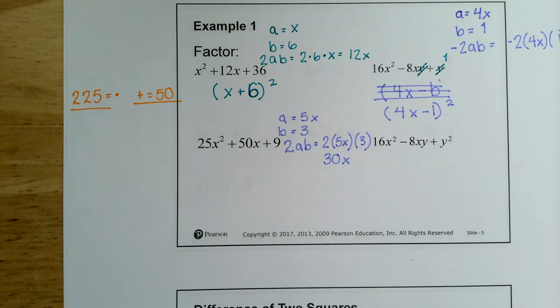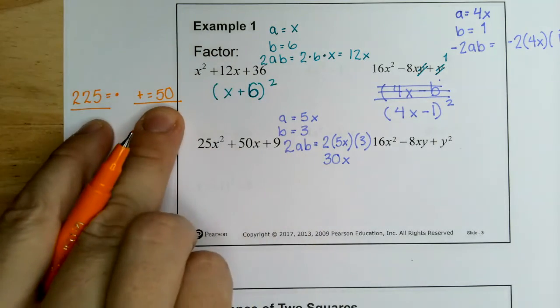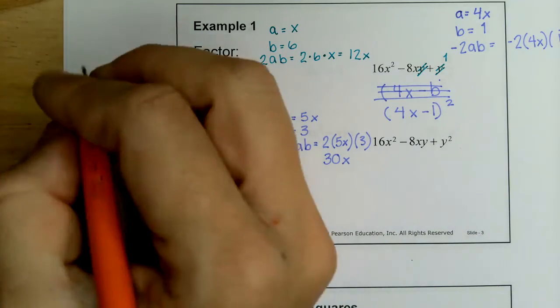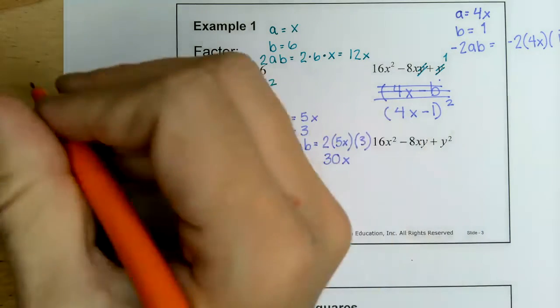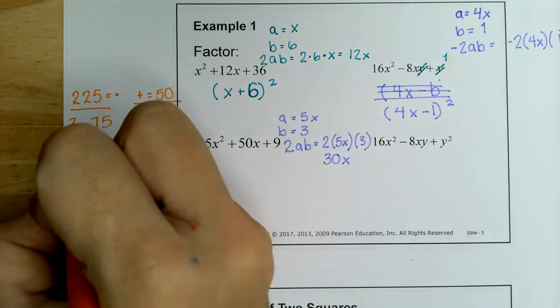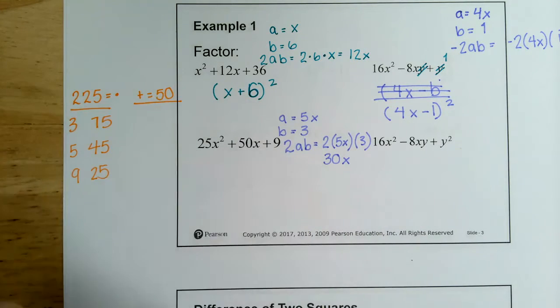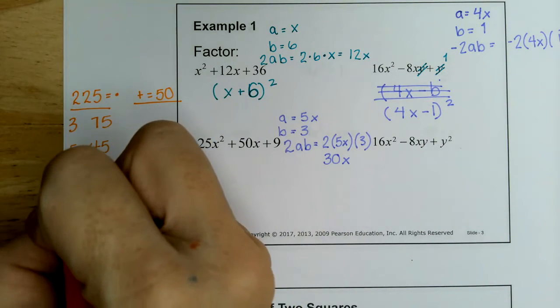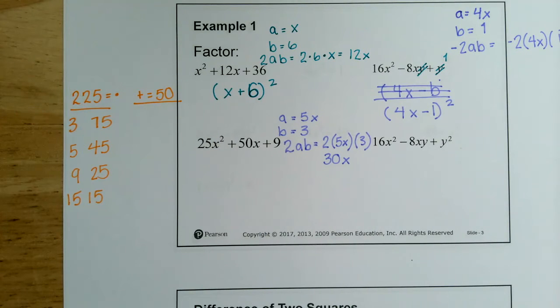I'm going to tell you what the factors of 225 are, okay? They're both positive, so we're just looking at positive factors. You can have 3 and 75. You could have 5 and 45. You can have 9 and 25, like this one, or you could have 15 and 15. Do any of those look like they would add to 50? 45 and 5, right?